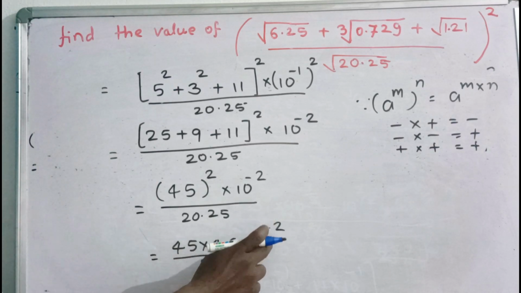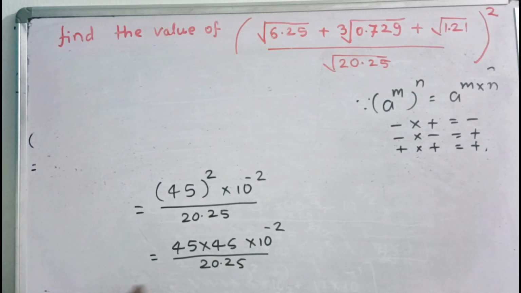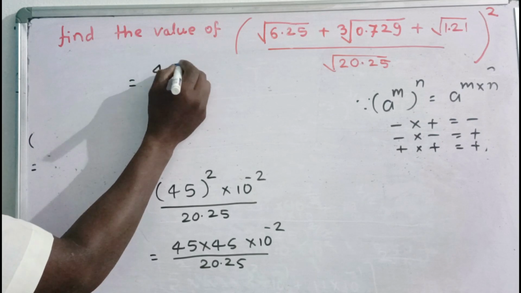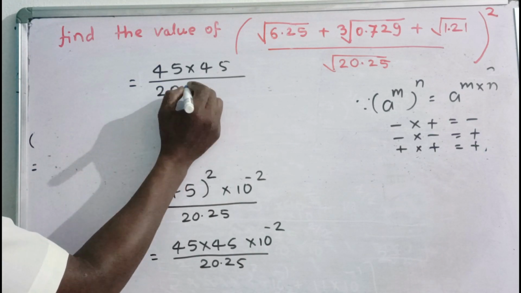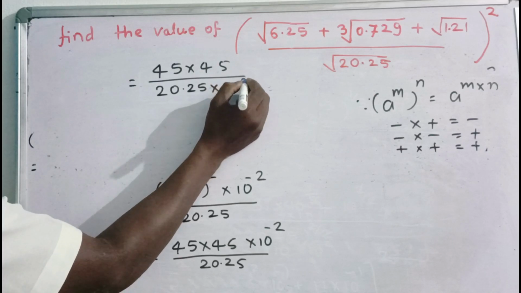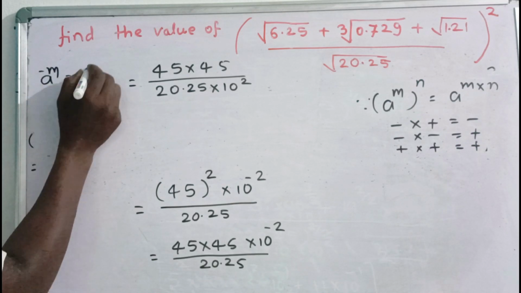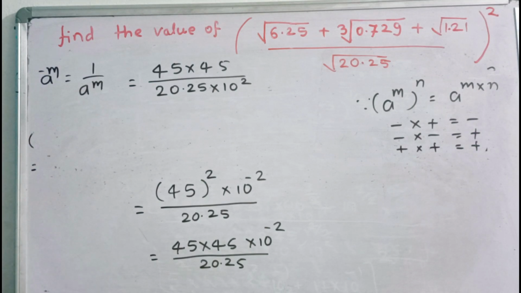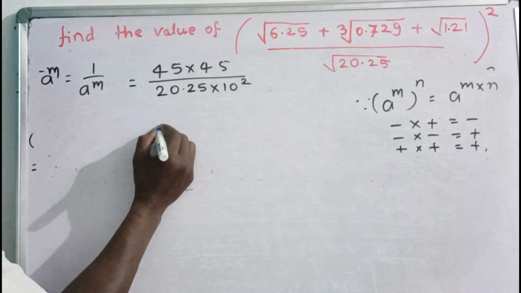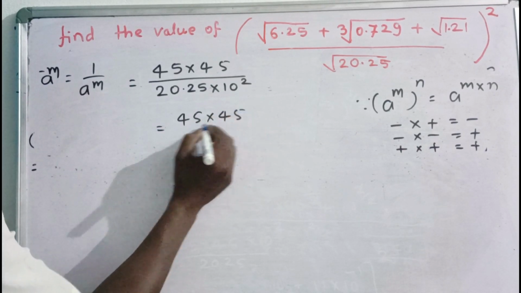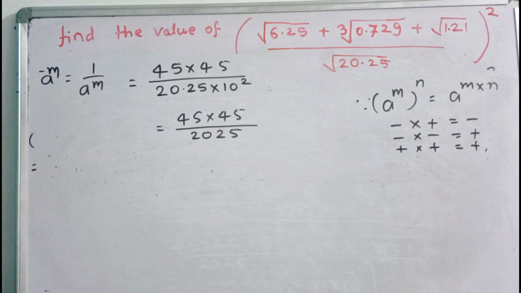अगर हम 10 raised to the power नीचे लेके आएंगे तो एक इंटरेस्टिंग हो जाएगा. क्या होगा? 45 into 45 divided by 20.25 into 10 to the power 2. यहाँ पर प्रॉपर्टी कौन सी यूज हो गई? a raised to the power m या माइनस m is nothing but 1/a raised to the power m. नीचे जाके प्लस हो गया, so it becomes 45 into 45 divided by 20.25. Now we want to calculate this.